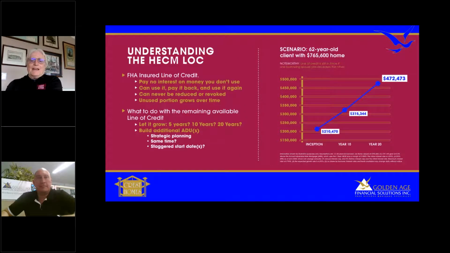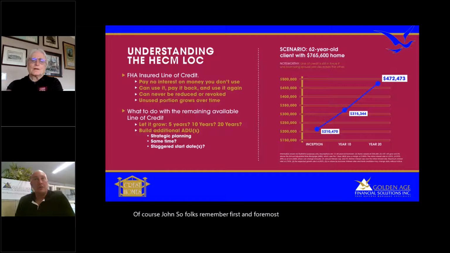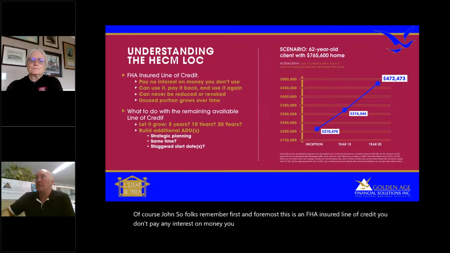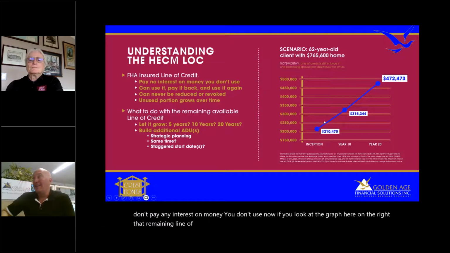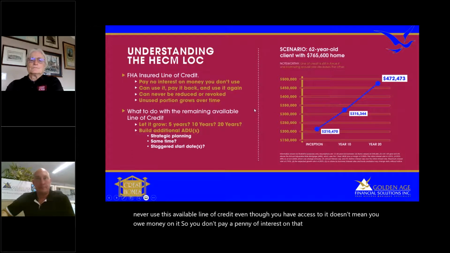So speaking of having it now, Jeremy, can you help us get an even better understanding of how the HECM loan actually works? Of course, John. So folks, remember, first and foremost, this is an FHA insured line of credit. You don't pay any interest on money you don't use. Now, if you look at the graph here on the right, that remaining line of credit is your line that is growing, not your balance. So if you choose to never use this available line of credit, even though you have access to it, that doesn't mean you owe money on it. So you don't pay a penny of interest on that available line.